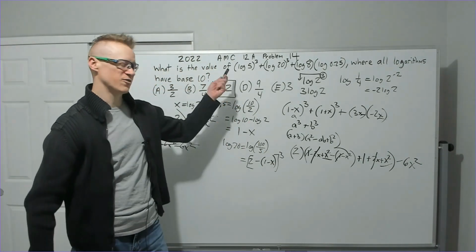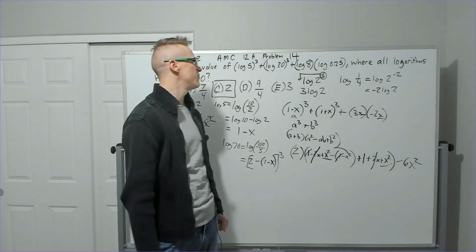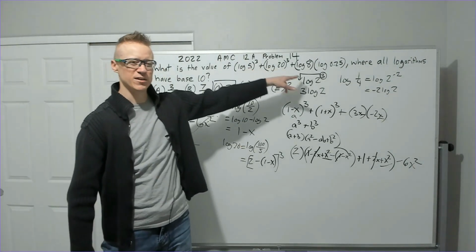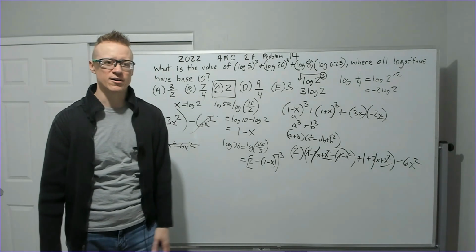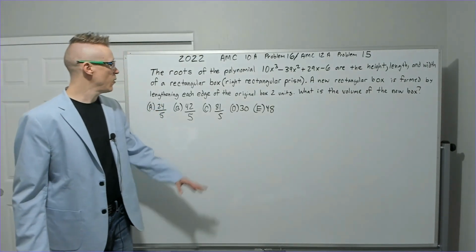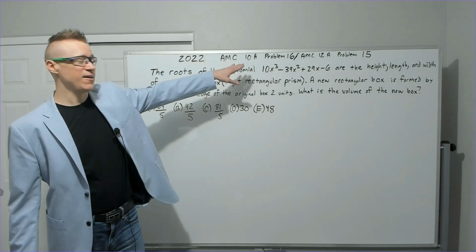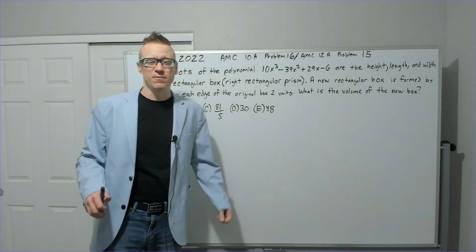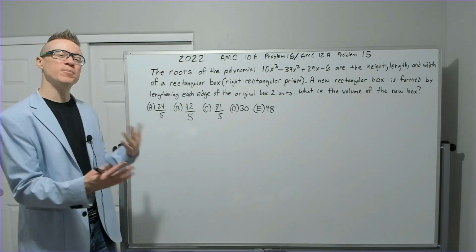There is the potential for skipping this. If you did skip it, I wouldn't feel bad. It took me, like I said, a couple minutes before I decided to go with that plan, and then it was all clear waters from there. Let's go ahead and get to problem 15. Now we are doing the AMC 10A from 2022, problem 16, and the 12A problem 15. This problem's got a couple different ways to do it.